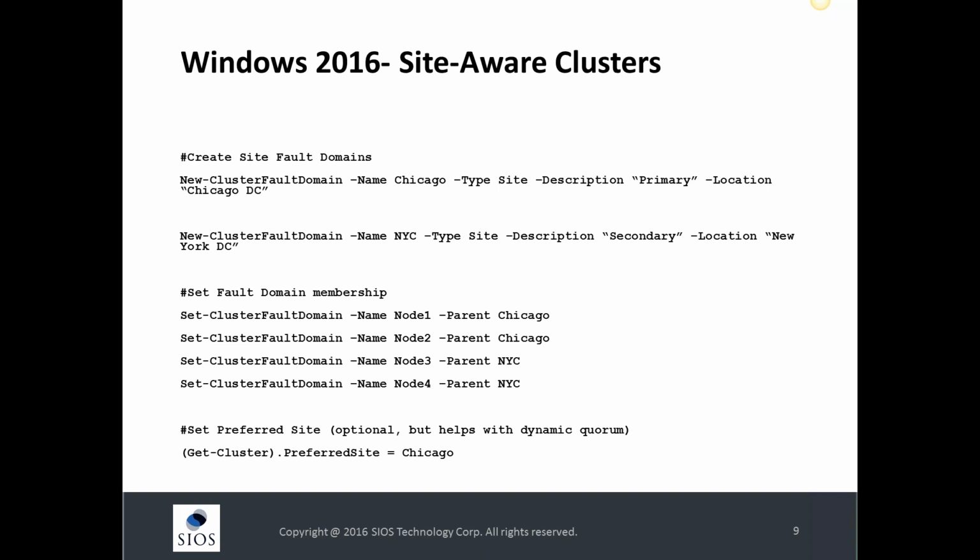So now we have something called site-aware clusters, and this is an example PowerShell script of how to configure it. We'll talk through this a little bit. First, we create the site fault domain. You'll see I created a new site called Chicago, with a description of primary and a location, and then I created a site called secondary. After I have those two sites created, I assign nodes to them. I put node 1 and node 2 in the Chicago site, and node 3 and node 4 in New York City.